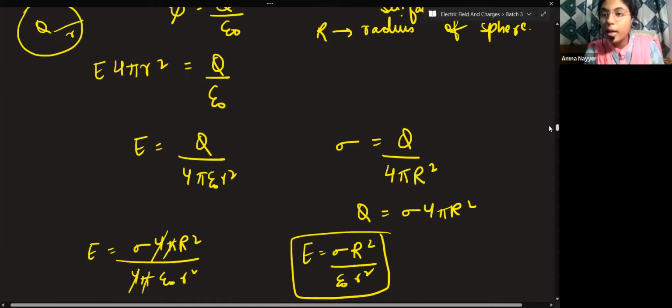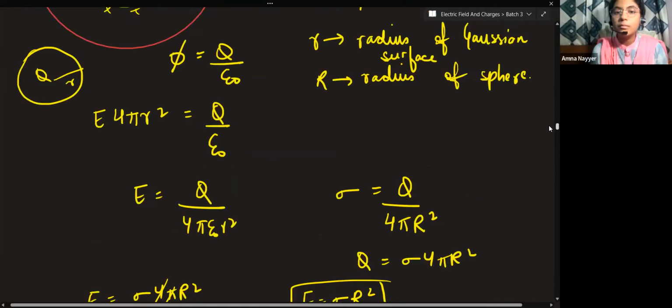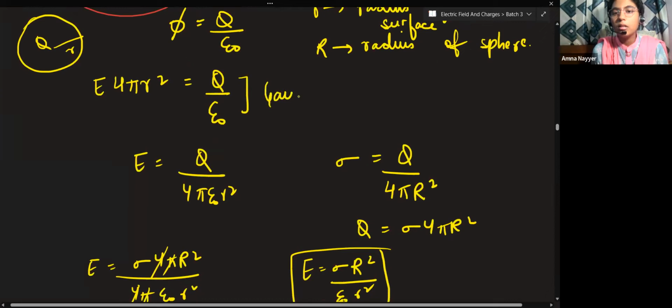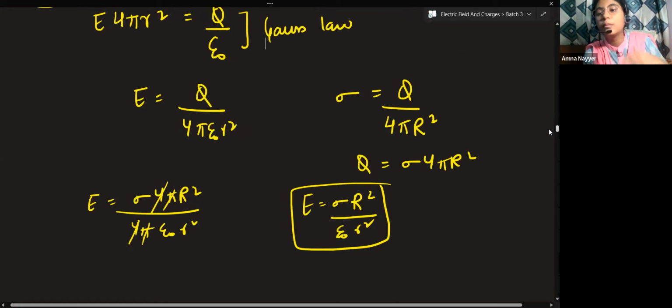Also, phi is equal to q by epsilon naught. From where? This is from your Gauss law. So when you equate both of them, you get E equals q by 4 pi epsilon naught r square. Now sigma, surface charge density, is what? Charge distributed on the sphere, meaning charge distributed on the surface area of the sphere. That becomes q divided by 4 pi capital R square. So from here you have the charge as sigma 4 pi capital R square. Put it in this value, you finally get sigma capital R square divided by epsilon naught small r square. Clear?